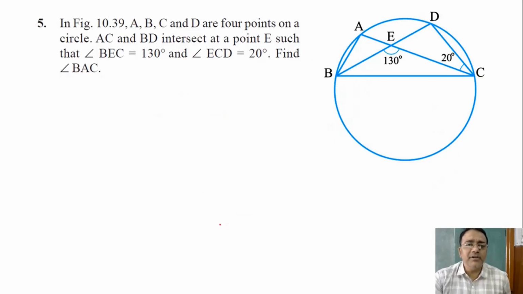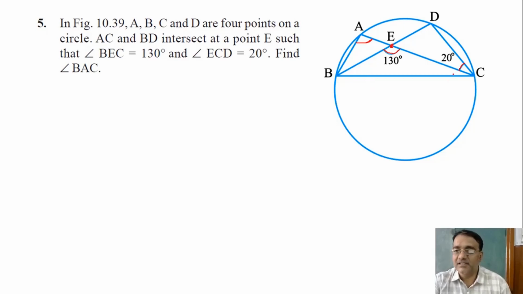In figure 10.39, A, B, C and D are 4 points on a circle. AC and BD intersect at point E, such that angle BEC is equal to 130 degrees and angle ECD is equal to 20 degrees. Find angle BAC. This angle we need to find. Okay, so how do we find it?